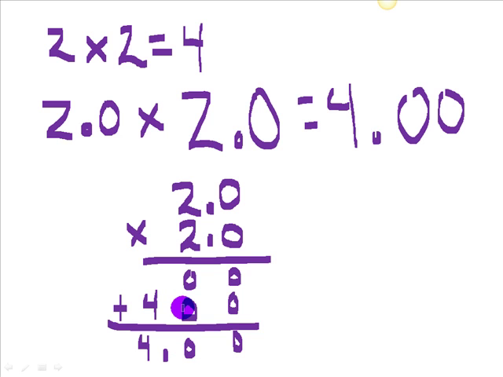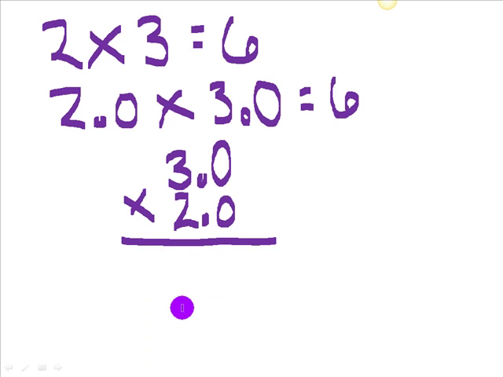Let's take a look at another example. 2 times 3 is 6. You already know that. So 2.0 times 3.0 is also 6. Or you could say it's 6.00. We'll take a look at that. Now, line it up so that my last number is over my last number. So I have my 0 over my 0. I'm not paying a whole lot of attention to where the decimals are. Those aren't important right now. They become very important later.